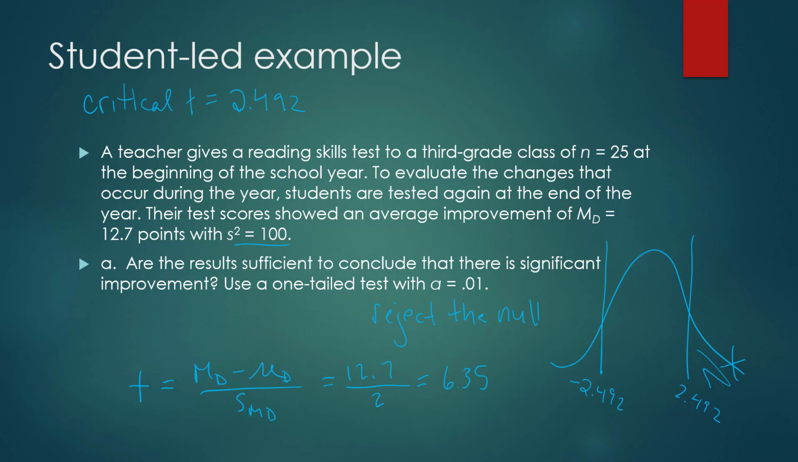And how we would write that in the literature would be our t statistic with our degrees of freedom, our calculated t, and a probability of less than 0.01.